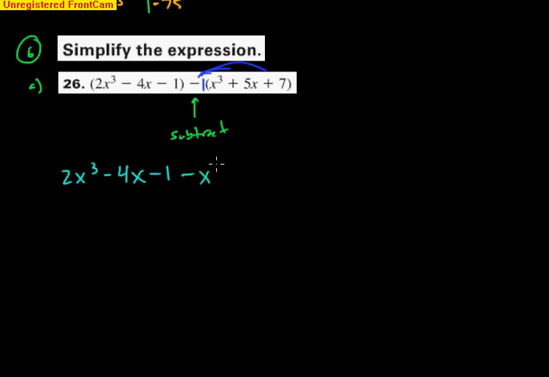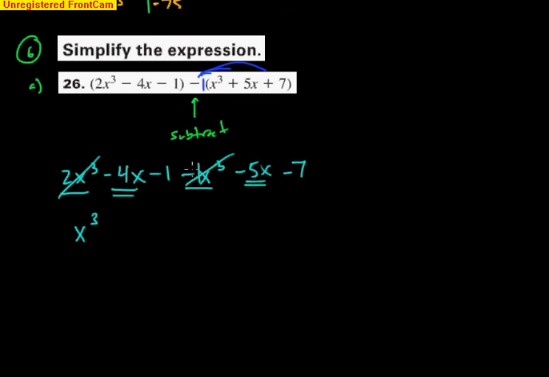The positive x cubed becomes negative x cubed. The positive 5x becomes negative 5x. The positive 7 becomes negative 7. And now we combine our like terms. The highest power, x to the third. 2 of them here, negative 1 here. 2 minus 1 is 1. You can write the 1 or don't have to. X to the third. Cross them off.